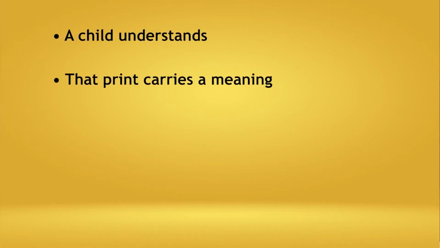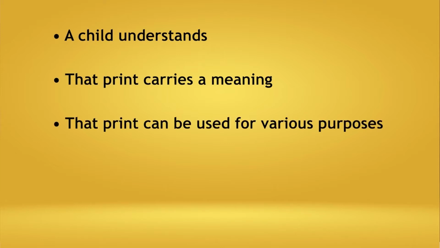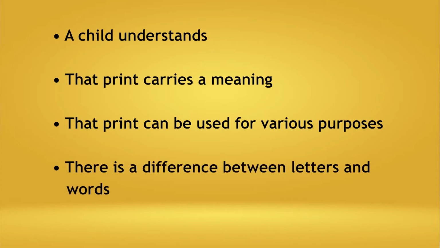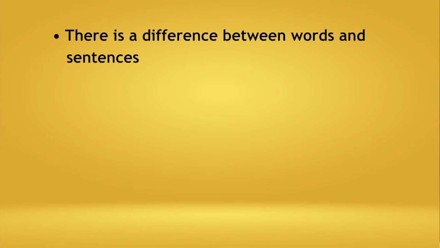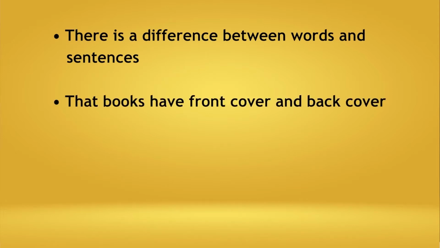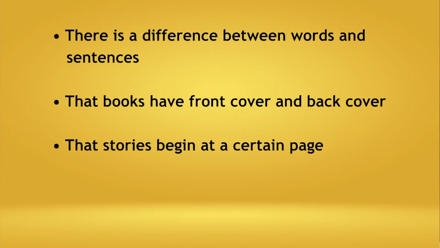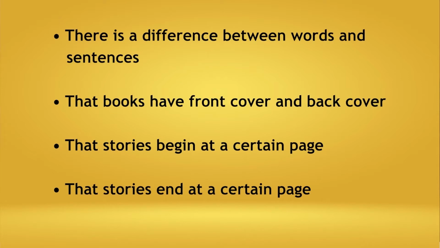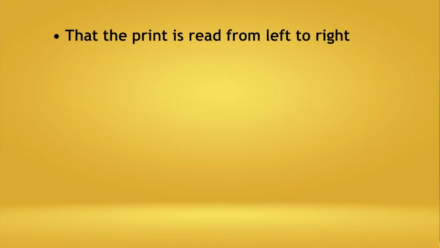Now, you need to know what it means when you use the books in such an appropriate manner. When you are showing the print to the books, it means a child understands that print carries a meaning, that print can be used for various purposes. There is a difference between letters and words. There is a difference between words and sentences. The books have front and back cover. The stories begin at a certain page. The stories end at a certain page. The print is read from left to right.